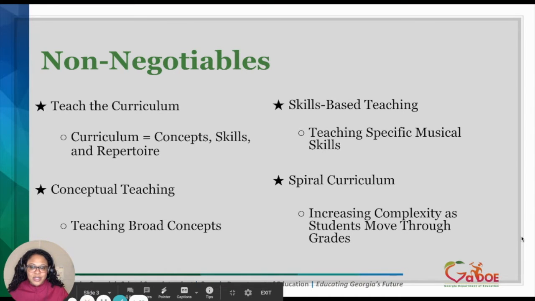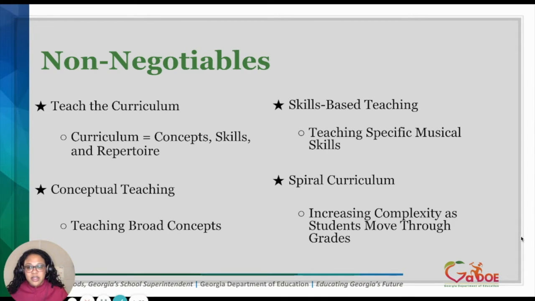My non-negotiables. The first thing is to teach the curriculum. Now, the curriculum can be defined by the concepts, skills, and repertoire. It's so important to break those three things down and extract each one, because students have to have conceptual knowledge in order to navigate the repertoire. And they have to have a certain skill set in order to navigate the repertoire. So without certain concepts and skills, the students won't have what they need to navigate the repertoire, which is what we all think about when we think about band.